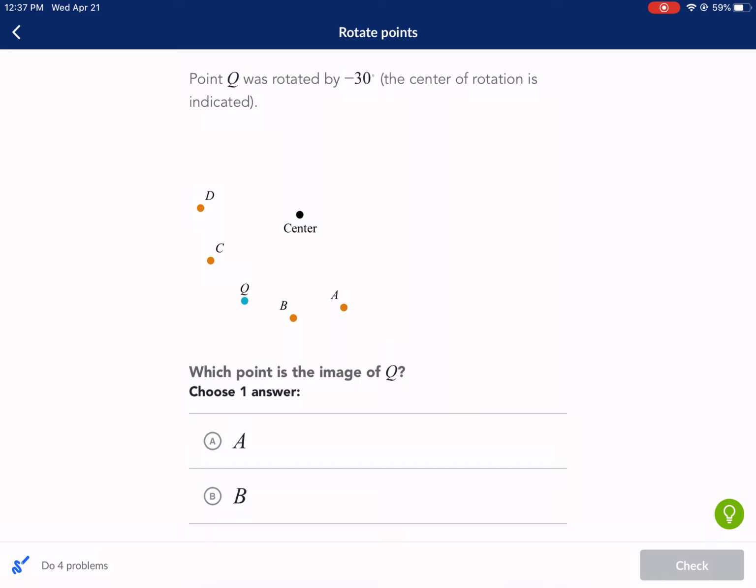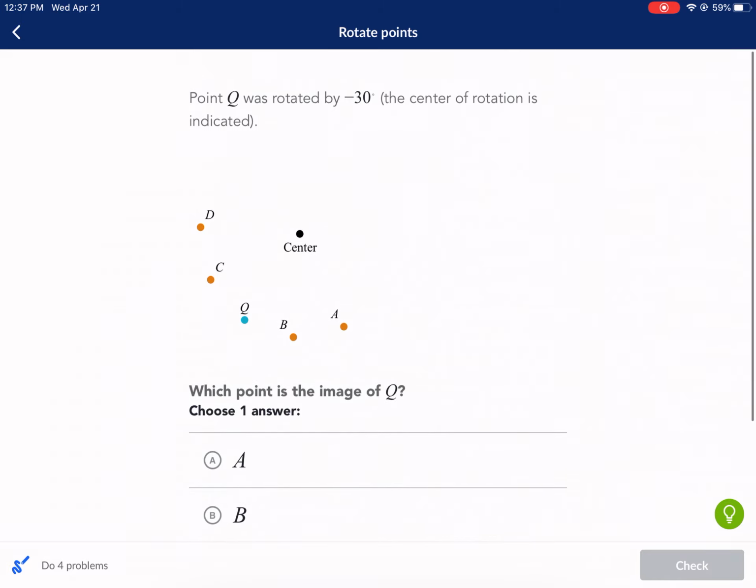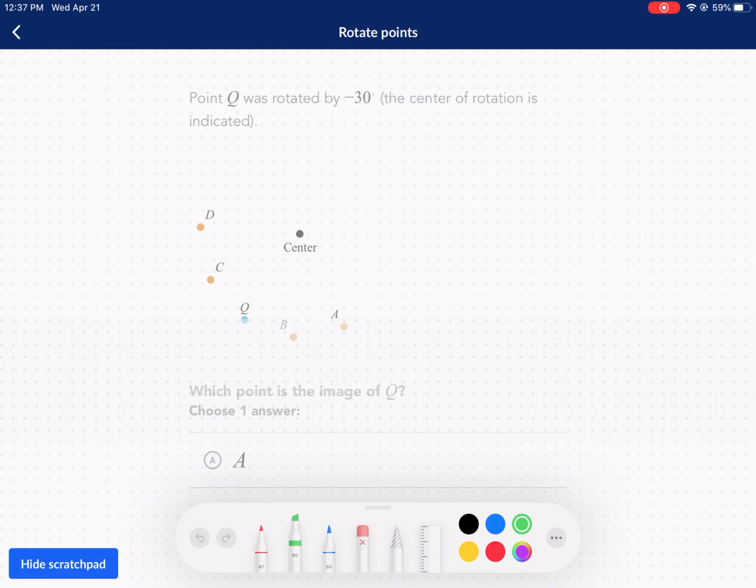Point Q was rotated negative 30 degrees. The center of rotation is indicated. It says center right there, so can't miss it. Here's our center. And here's point Q, rotated negative 30 degrees.